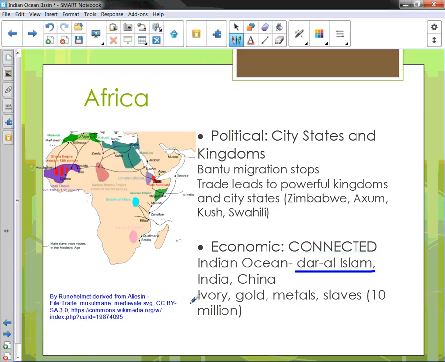What are they bringing to the table? Ivory, gold, precious metals, other precious stones, and then a big thing is slaves. Slaves traded in the Indian Ocean basin to the Islamic caliphates because other Muslims could not be enslaved. So 10 million slaves are exported from the Swahili coast to the Indian Ocean basin.